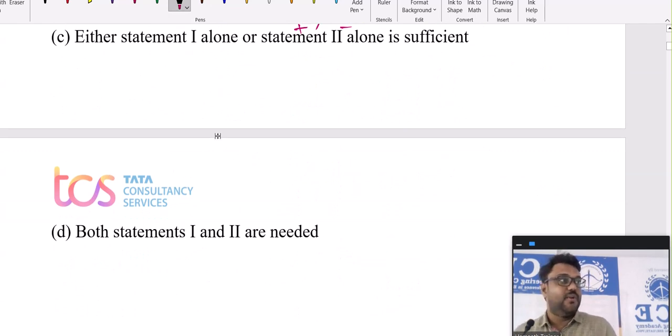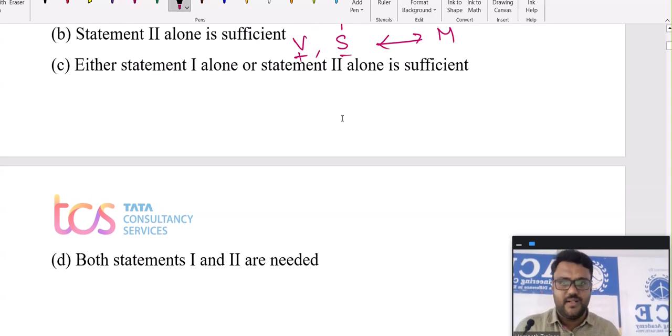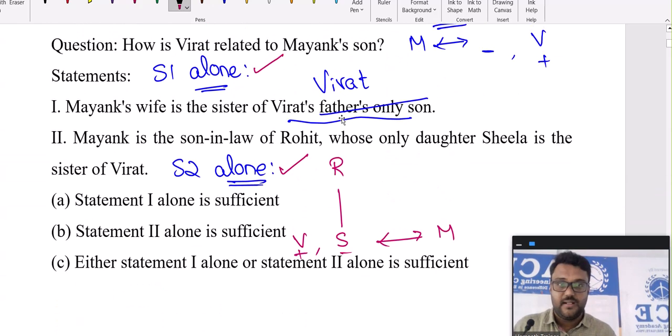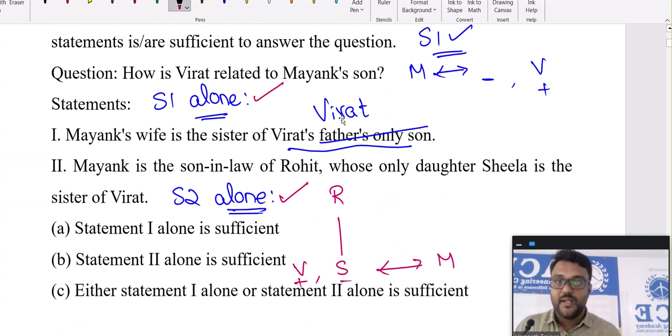If suppose you don't take Virat as male, it may be male or female, then you should get the answer 'both statements together not sufficient'. Here we don't have that option, which means we can consider Virat as a male person. Okay, so which option can we go with? Option C. Option C is the answer for this question.